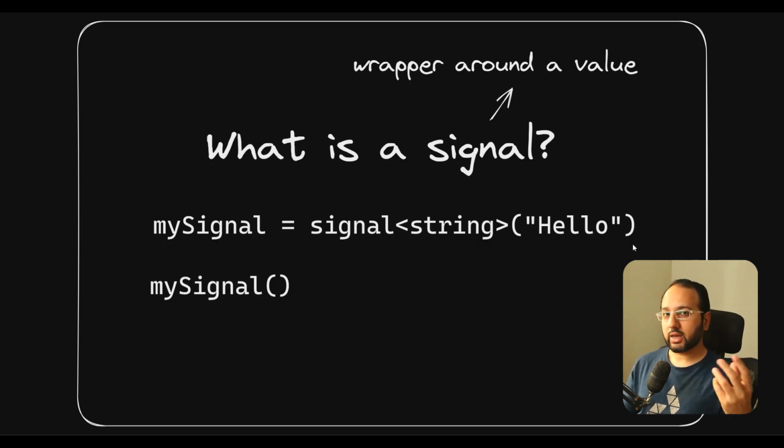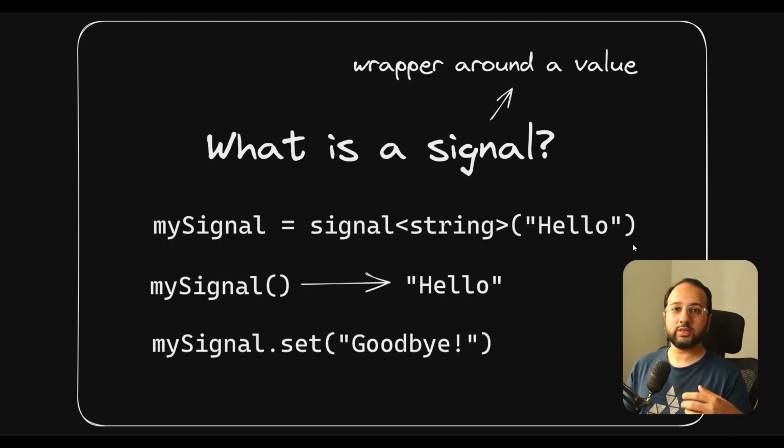You need to unpack it. You can consider the signal as a box, and you need to open that box to actually get its value. So you could do that by using the parenthesis to access its value. The third part is how do you change the signal? You change the signal by just calling the set method of the signal and giving the new value.